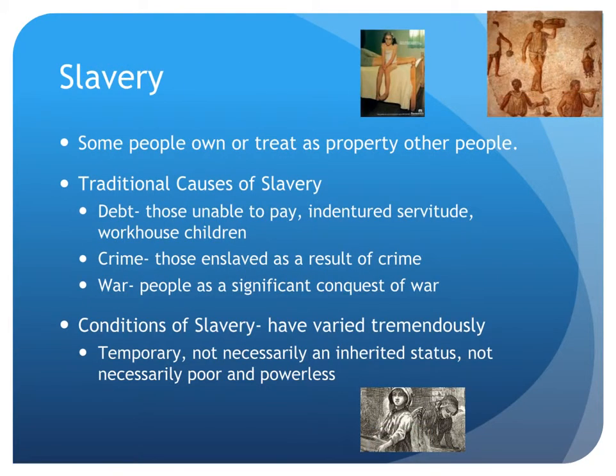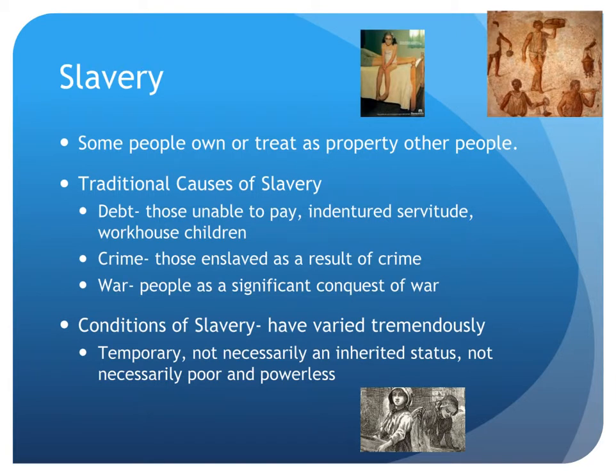Slavery is a system of stratification in which some people are owned or treated as property by other people. Historically, slavery has looked very different in different times and different places. We see primarily three traditional causes of slavery. The first is debt. People unable to pay debts might be subjected to slavery. People also might be sold by their parents or relatives, or might sell themselves as indentured servants.